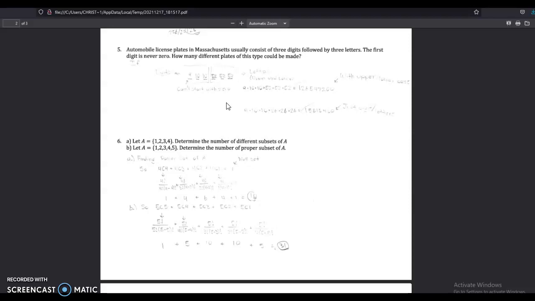We have a restriction though, that the beginning number of the license plate cannot start with a 0. So instead of having 10 digits possible in the first place, it'll be 9. But there are no restrictions for the other 2. So it's 9, 10, and 10. So 9 times 10 times 10 will be our first portion right here.